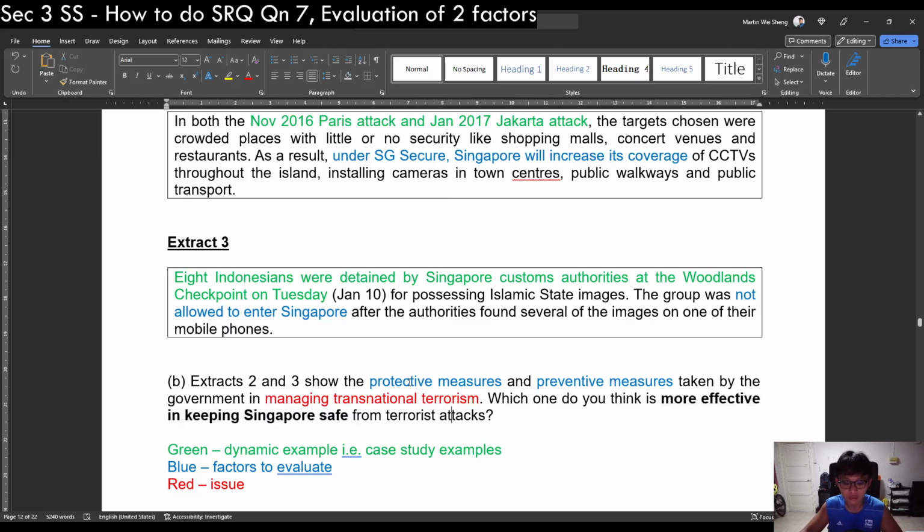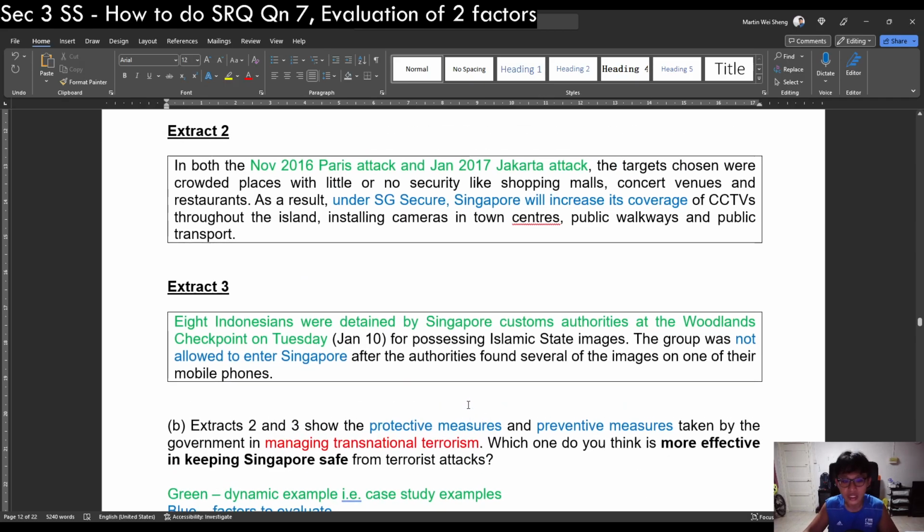In other words, for the protective measure and the preventive measure, you would actually have to weigh them against each other and tell me which one is more effective. It can be that protective measures is more effective, or preventive measures is more effective. Or the third way to look at it is that both the factors are equally important in keeping Singapore safe. So this is how you break down the question.